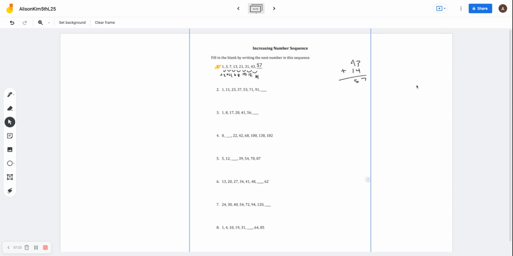So when you're looking at this worksheet, you have to look for a particular pattern and the increasing number. In this case, we're increasing by 2 each time. So that's what I did.